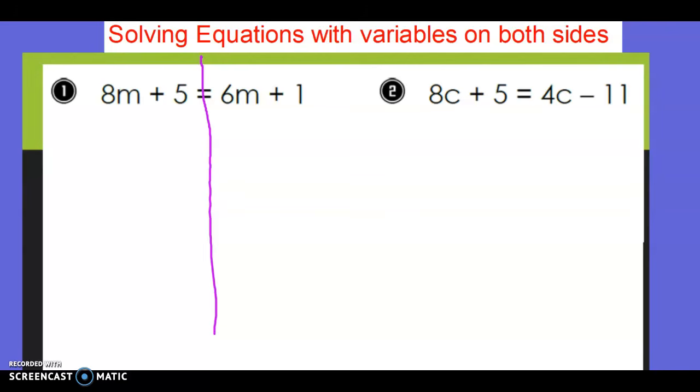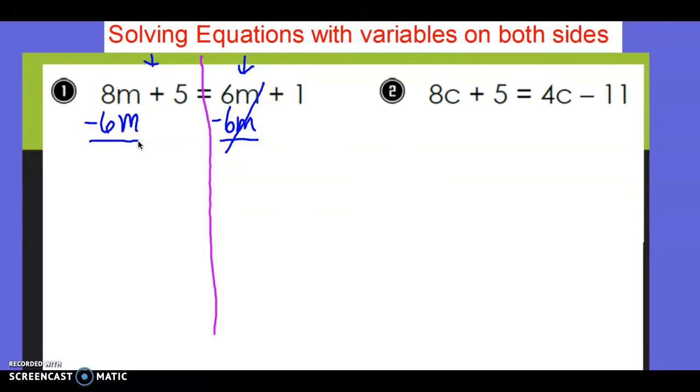Let's say I want to get all my variables on the left side of my line, over here. So I want to get rid of this 6m. So what could I place underneath 6m to make it cancel out on the right side? If you said negative 6m, then you're right. So these would just completely cancel out. Remember, what I do to one side, I also do to the other. So I have to put a negative 6m over here. I'm going to line it up underneath the m's, because I can only combine m's with m's and numbers with numbers. So we want to line up the variables underneath each other.